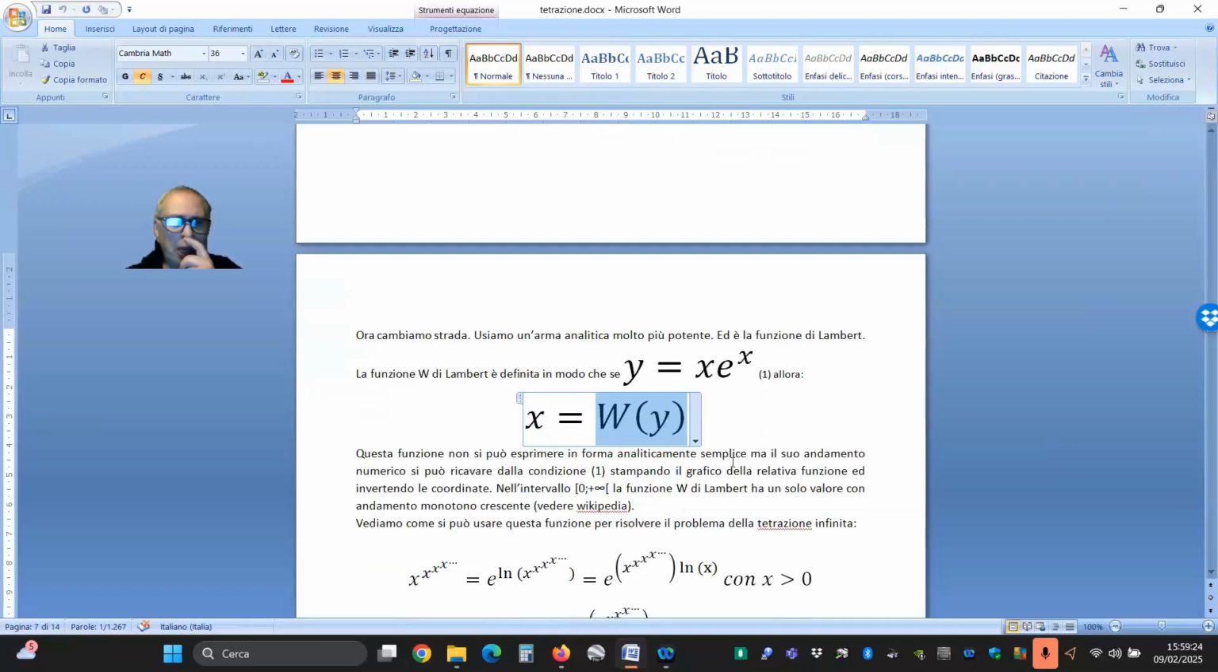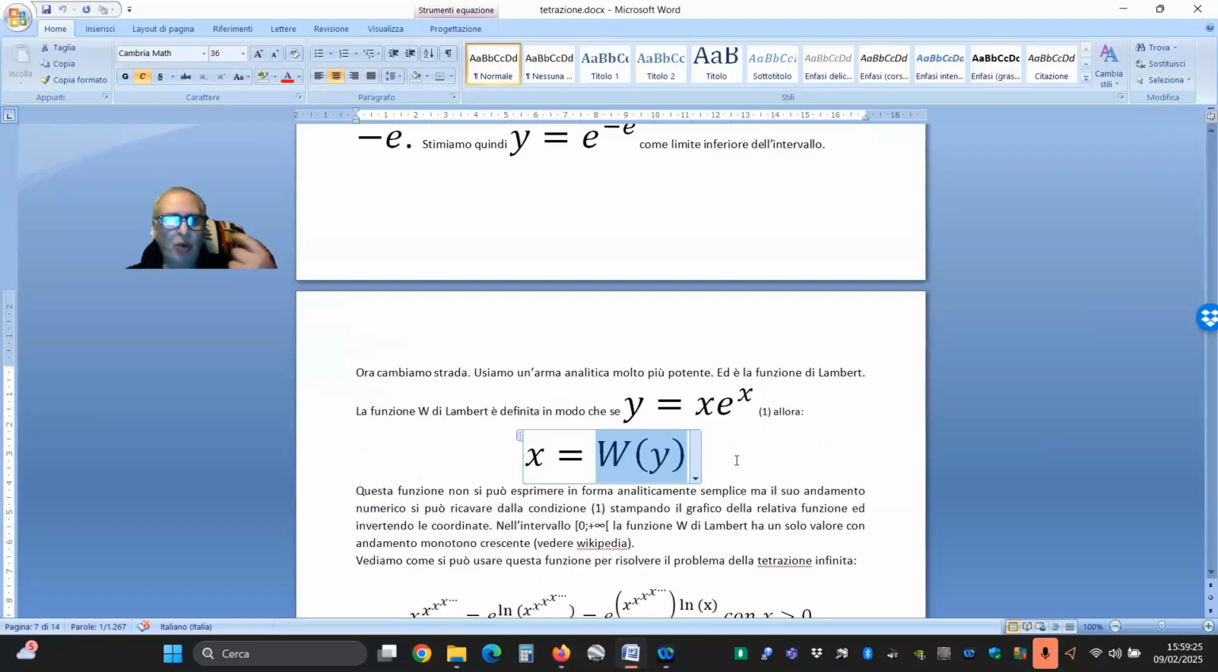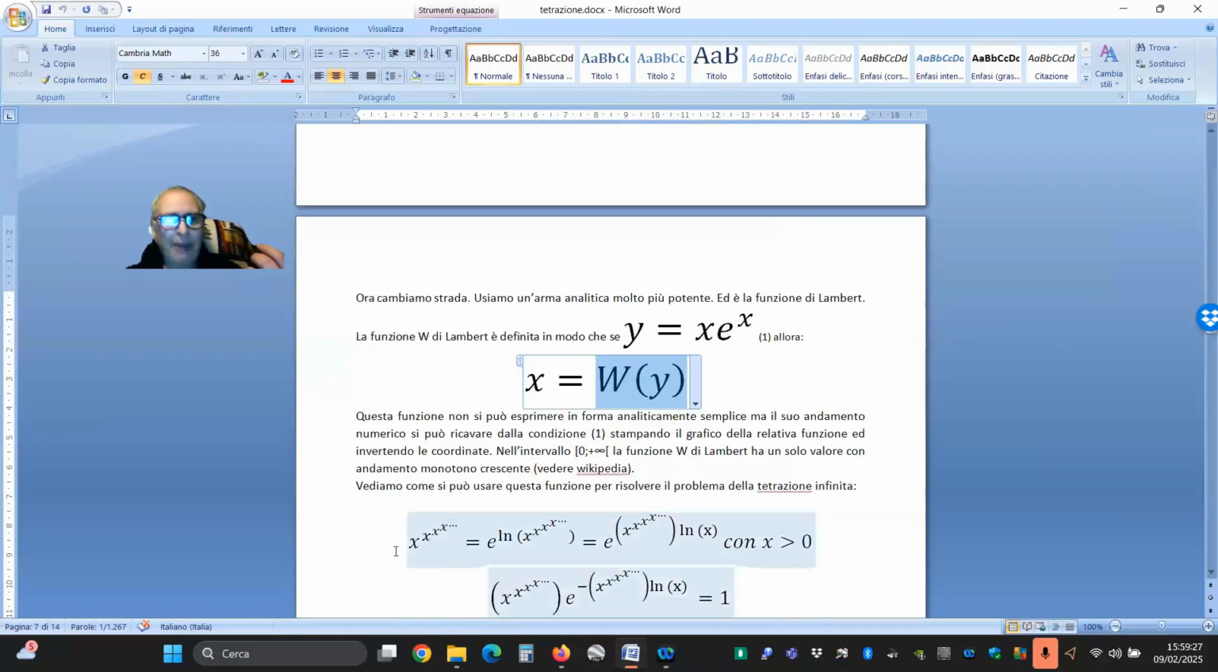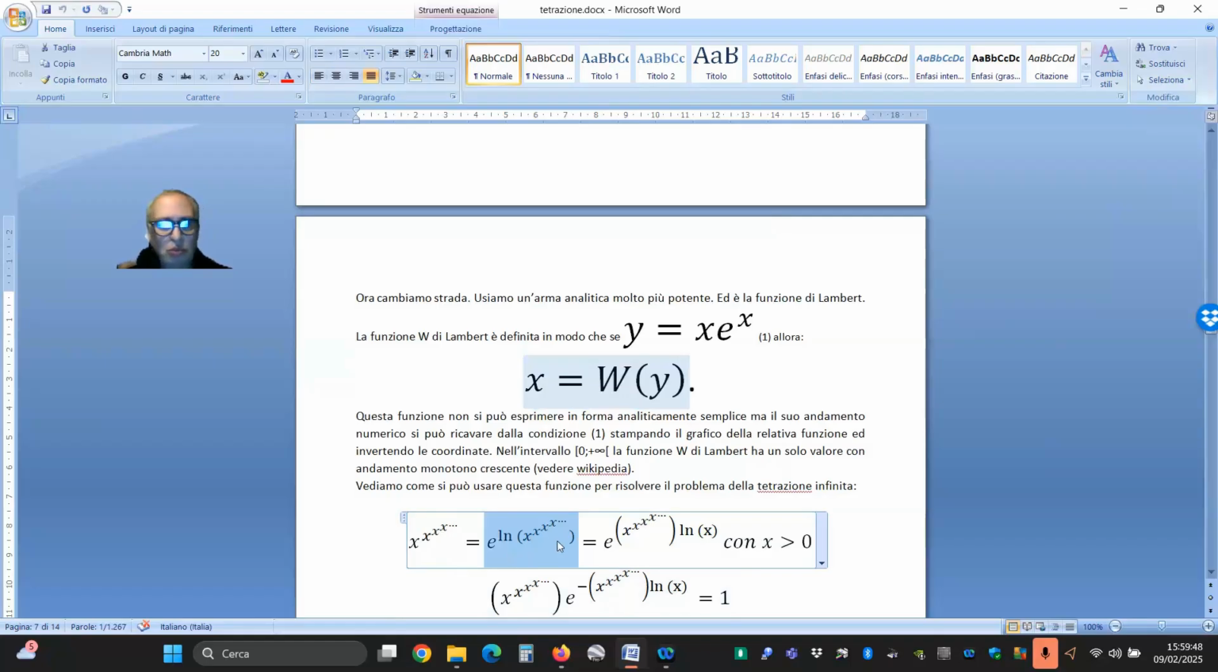So in the end, we are interested from an analytical point of view because we finally want to solve our infinite tetration equation analytically. As a first step, what can we do? As a first step, let's try to find a different form for the infinite tetration. So we are not working on the equation yet. We are just working on the tetration itself.